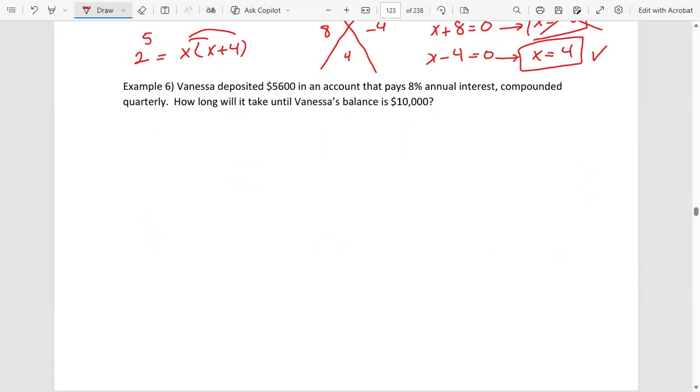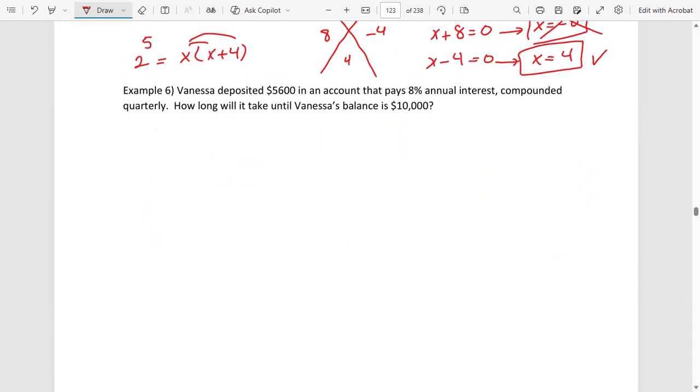Next example. We have a word problem. It says Vanessa deposited $5,600 in an account that pays 8% annual interest and compounded quarterly. How long will it take until Vanessa's balance is 10,000?